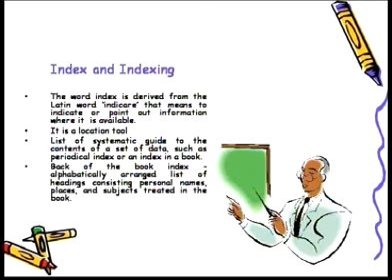The word index is derived from the Latin word indicare, which means to indicate or point out information where it is available. It is a location tool, a systematic guide to the contents of a set of data such as a periodical index or an index in a book. Back of the book index: an alphabetically arranged list of headings consisting of personal names, places and subjects stated in the book.